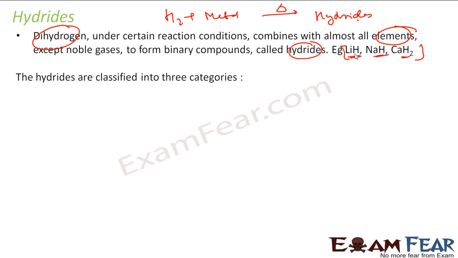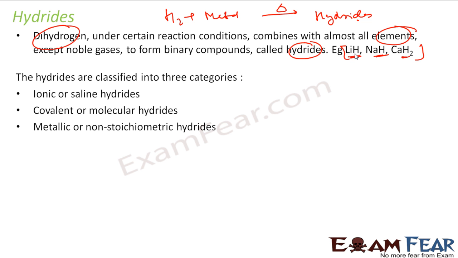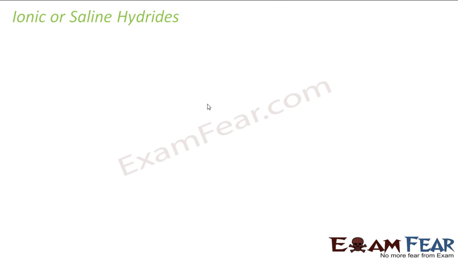And there are various kinds of hydrides. There are three different kinds of hydrides. One is the ionic or the saline hydrides. There is the covalent or molecular hydrides. And the third is the metallic or non-stoichiometric hydrides. So we'll discuss all these three in detail. Let's start with the ionic hydride first.